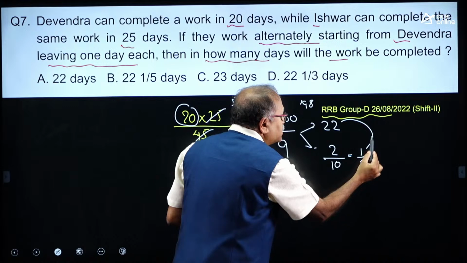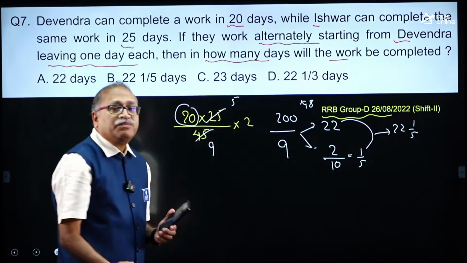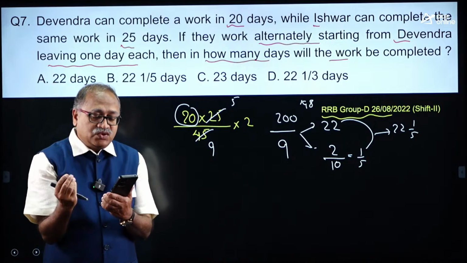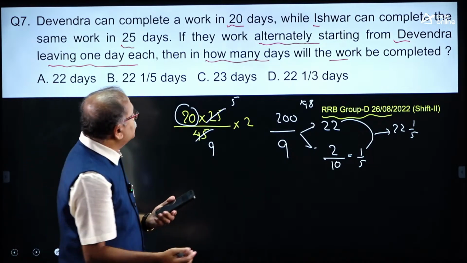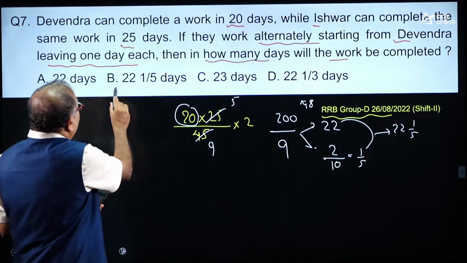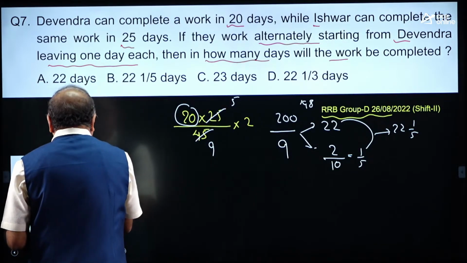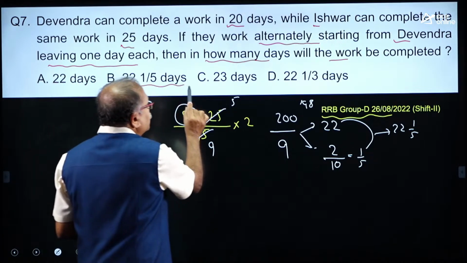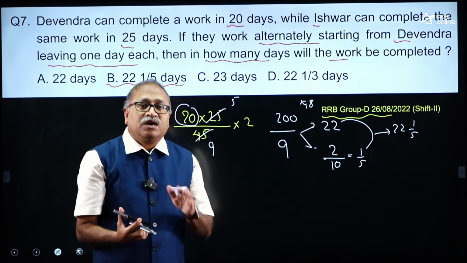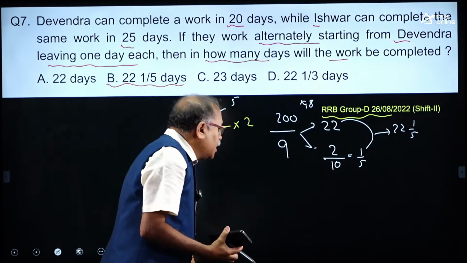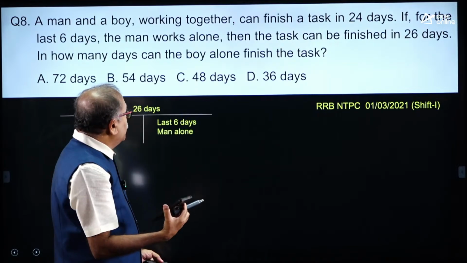So, what is your answer? This is 22 1 by 5. So simply, easily and with speed you have answered the question. Okay, option choice B, 22 1 by 5. As the exams are coming closer, I am limiting my videos to the RRB level. Okay. Now, the next question. I am happy that you people are involved here. This one.